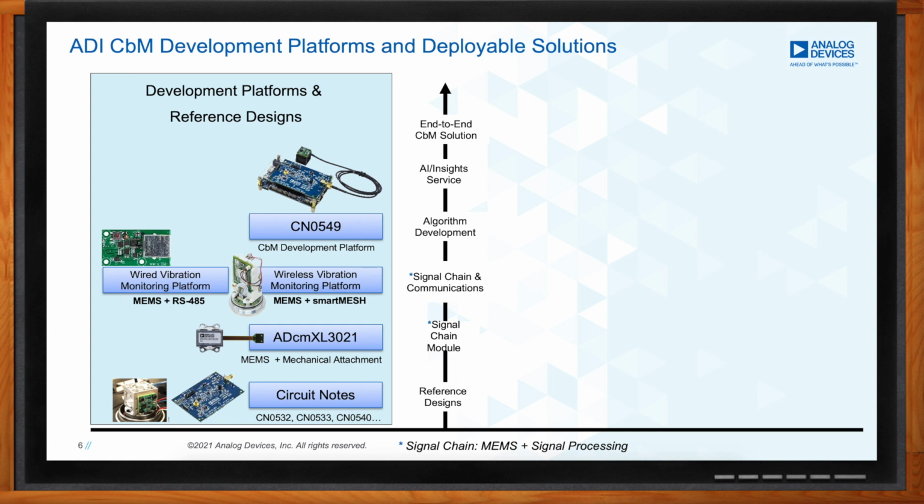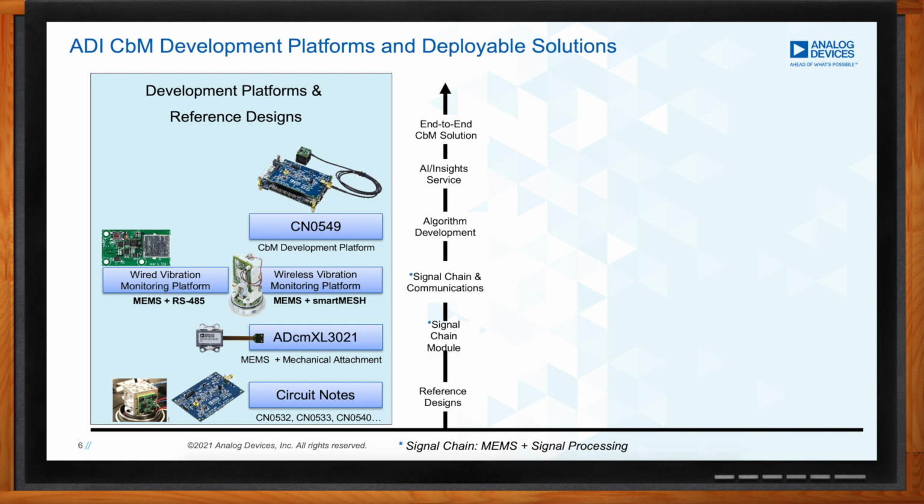And again, as we step up a little bit higher, we talk about signal chains and communication solutions. Here we show an example of a wired vibration monitoring platform, which again showcases our MEMS vibration shock detection sensors with an RS-485 interface. And then the other example is a wireless vibration monitoring platform, based again on our MEMS technology for sensing, but in this case, the connectivity is SmartMesh.